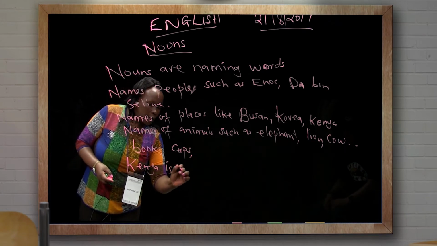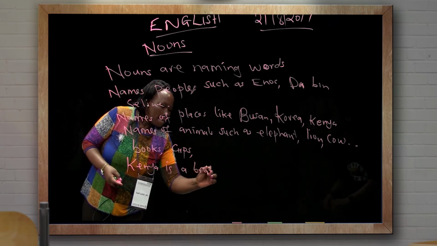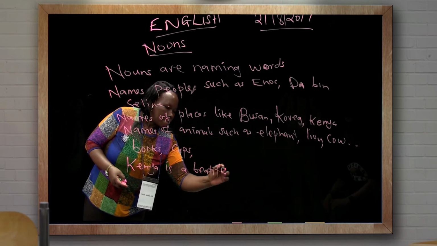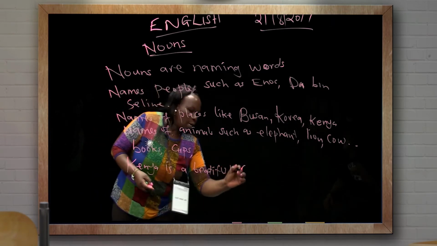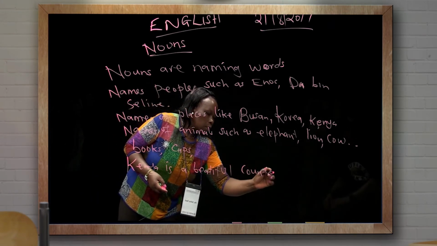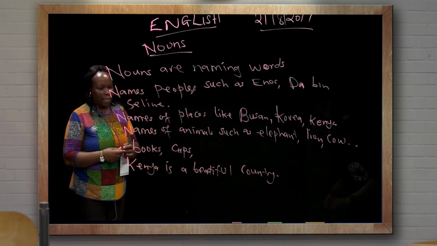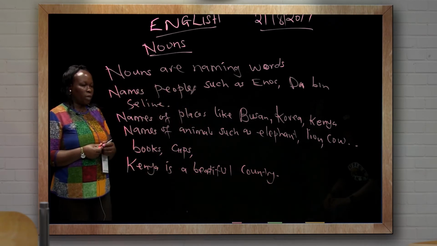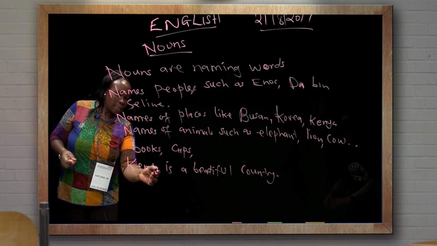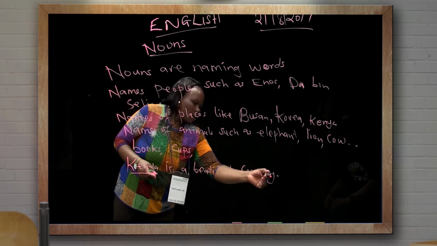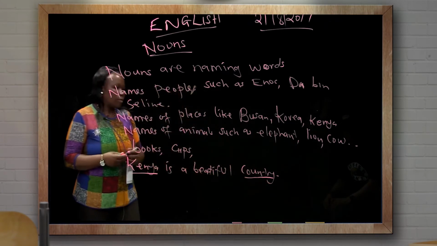I have an example here, a sentence. Kenya is a beautiful country. In this sentence, we have two nouns. One is Kenya, the other one is country.